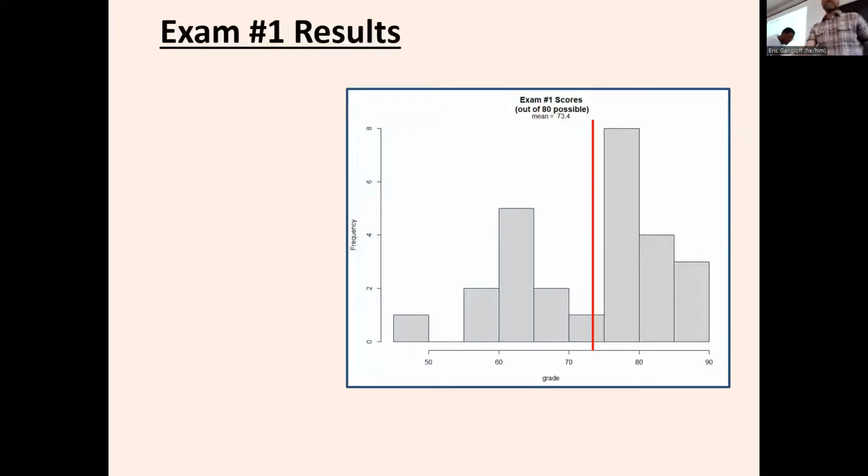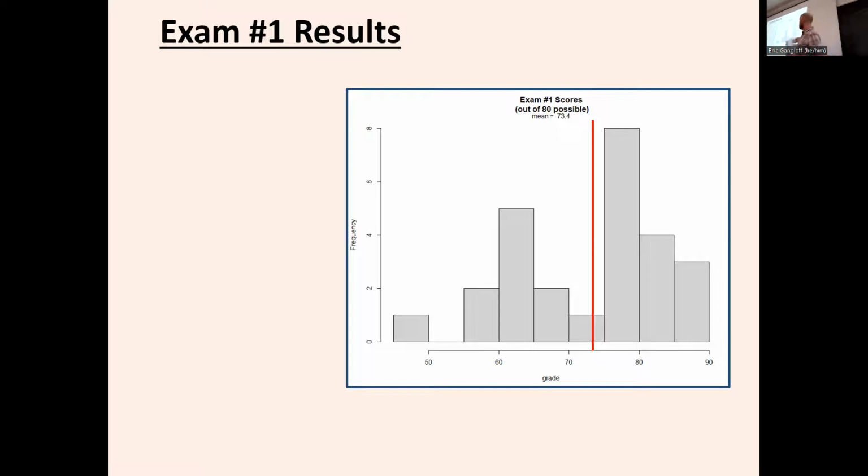Okay, let me just get this set up here. Okay, so here's the results of exam number 1. A couple important notes about this. The exam was out of a possible 80. So remember, as you see your scores, if you got like a 75, that's not a 75%. That's 75 out of 80, which is a big difference.